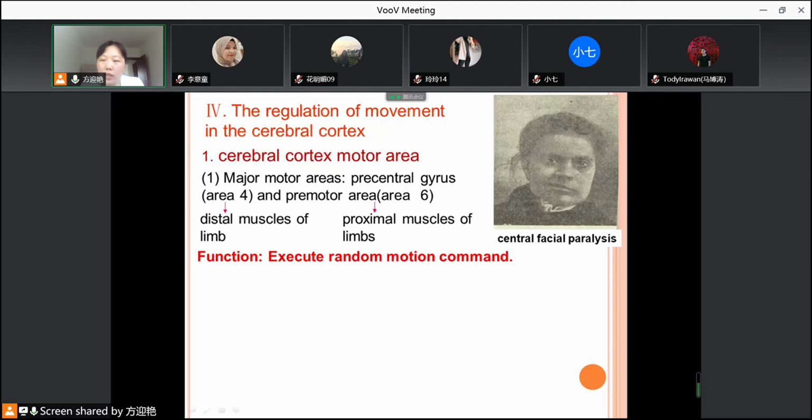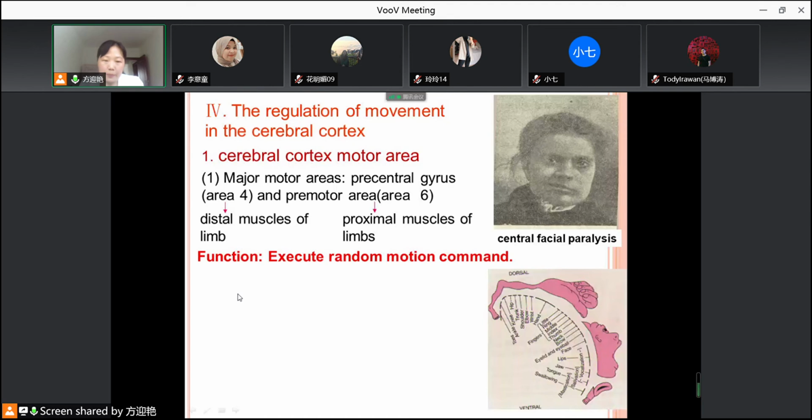So here is the major function of the cerebral cortex motor area, controlling fine rhythmic movement. Like this patient with central facial paralysis, we can see his mouth is different from normal, because the face muscle movement is dysfunctional. One side is normal, the other is dysfunctional. So his mouth is different from normal. We call that central facial paralysis. I hope you understand that.